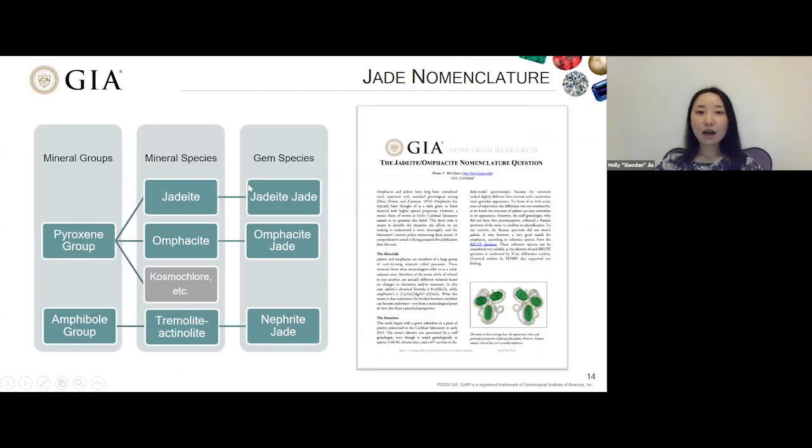Well, regarding the nomenclature of jade, there is always discussion going on internationally. As for GIA, an update was made in the year 2012, and since then, apart from jadeite jade and nephrite jade, we have also included green omphacite as a type of jade when it shows similar properties and appearance as jadeite.